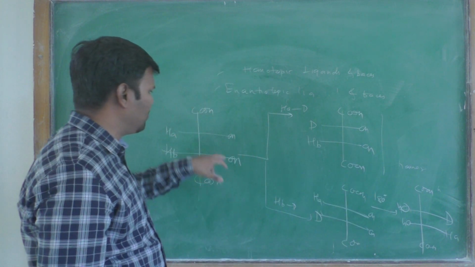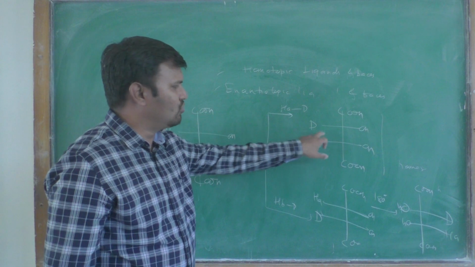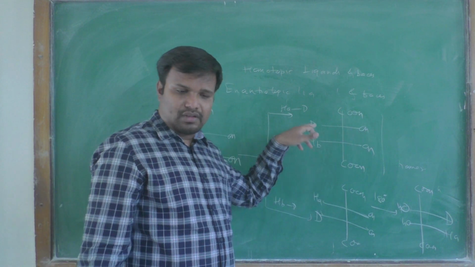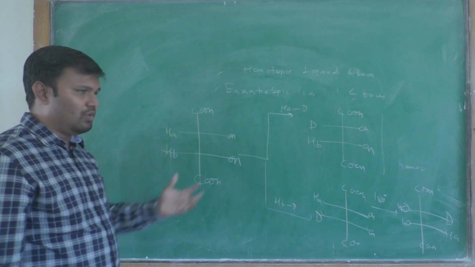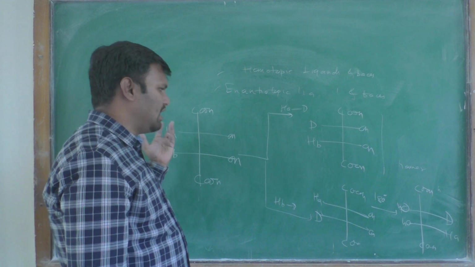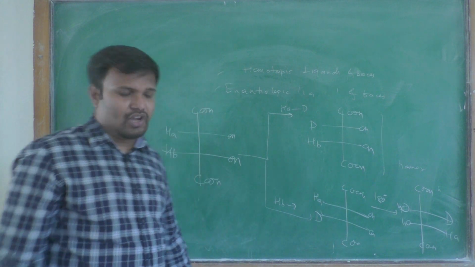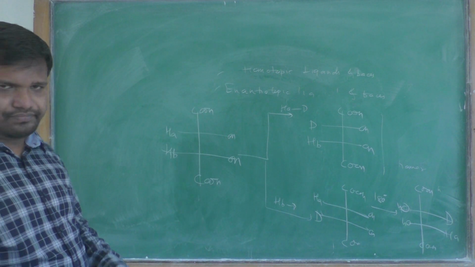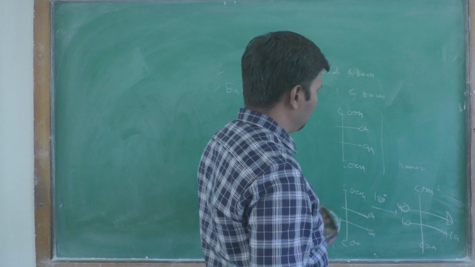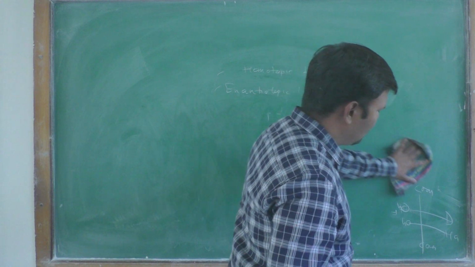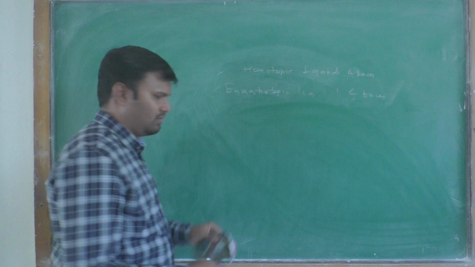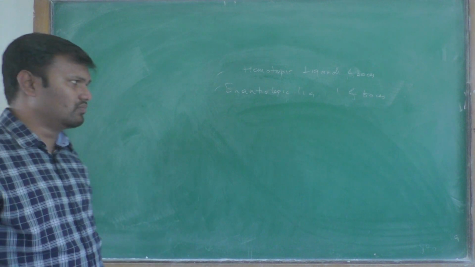Therefore, these are enantiomers of each other. After replacing HA, you obtain the first enantiomer. After replacing HB, you obtain the second enantiomer. After replacing HA or HB, you obtain an enantiomeric pair. Therefore, HA and HB are enantiotopic to each other. This is the first criterion.